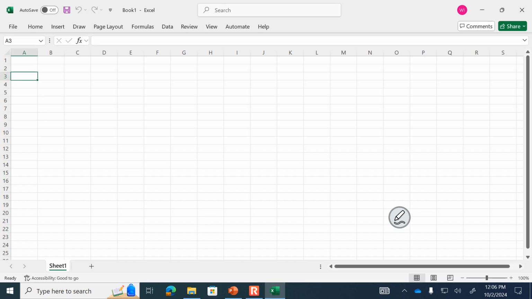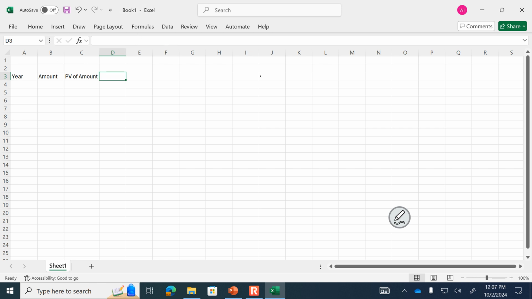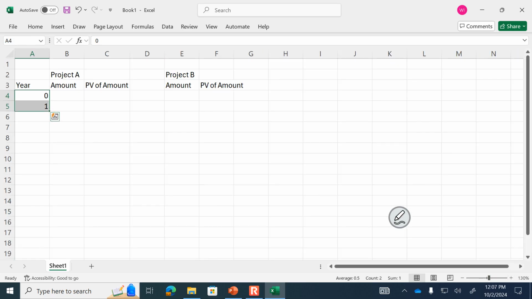So just to set this up, it's year, amount, PV of amount, and then we're going to do this first one for, I'm not loving this drawing tool here. Project A, and then project B will have amount and PV of amount. Okay, so we start at 0 and go through 10 years. Oh, no, it's still there.